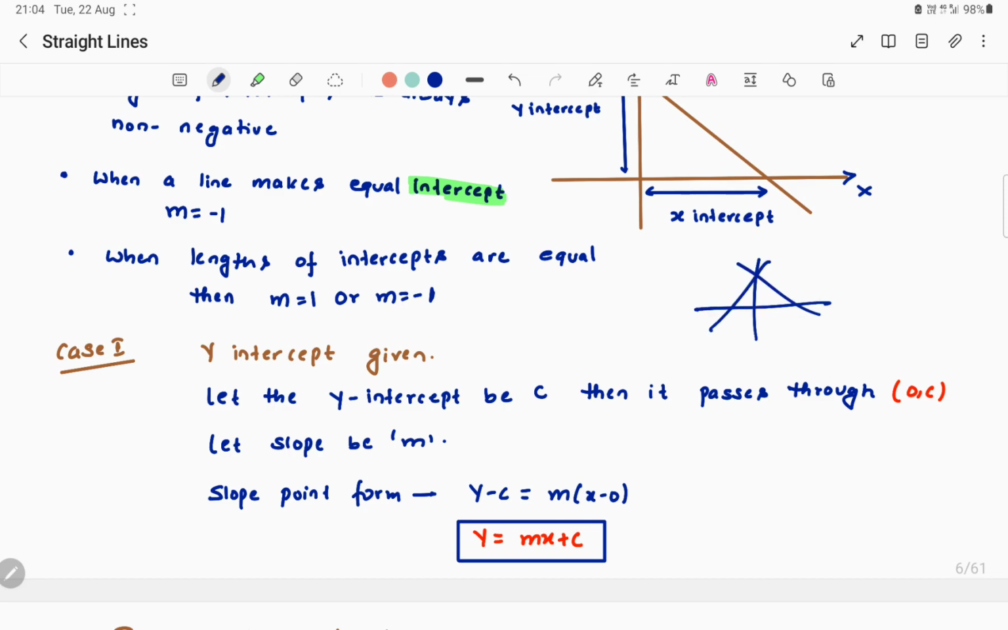But when they say the lengths of the intercepts are equal, then no problem. Either you take it like this, like this, like this, or like this, isn't it? In all these cases, you can see the lengths will be equal. So in that situation, the slope can be 1 or minus 1.